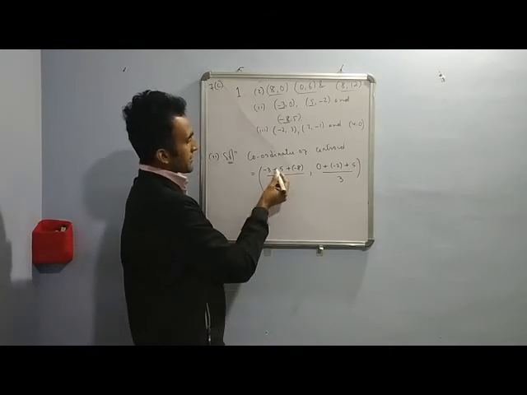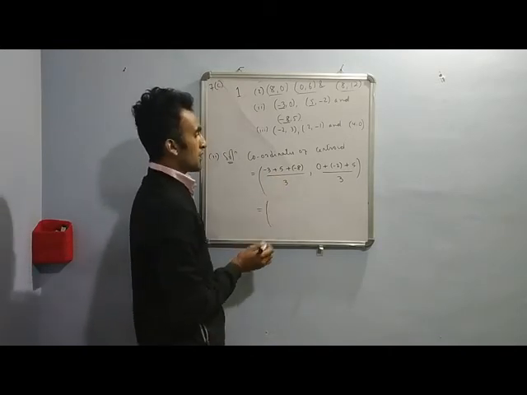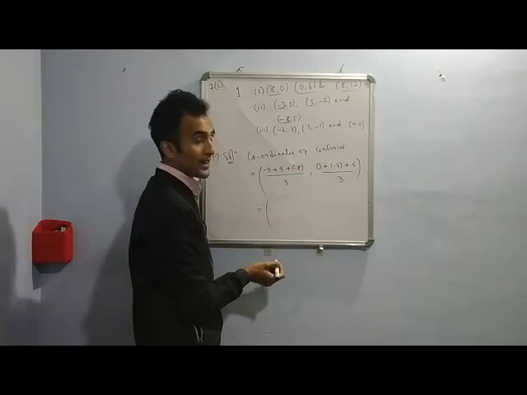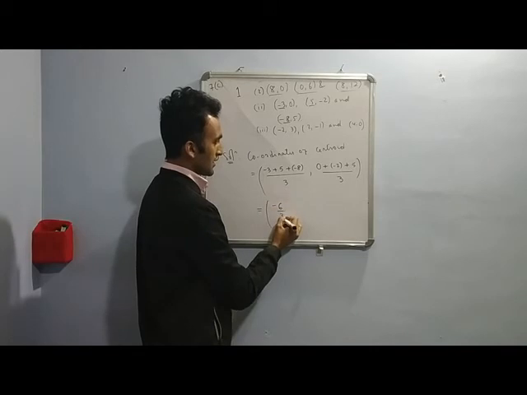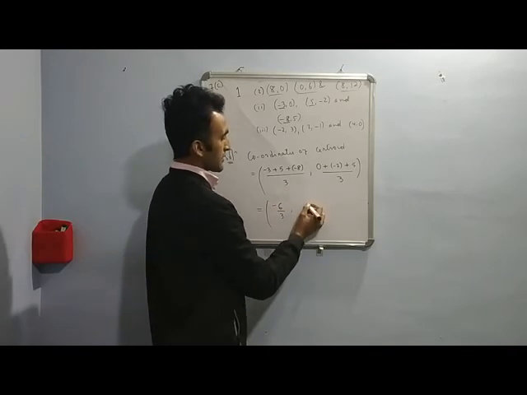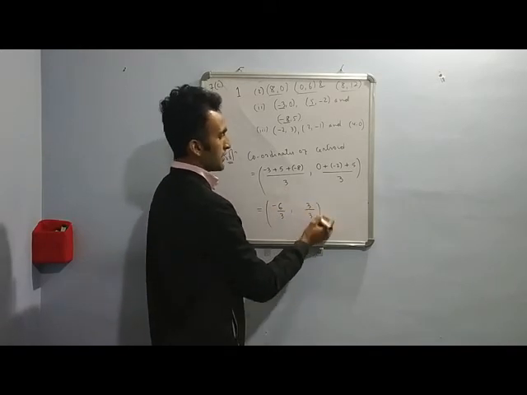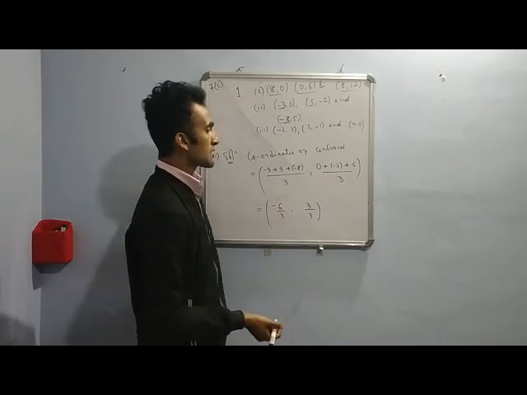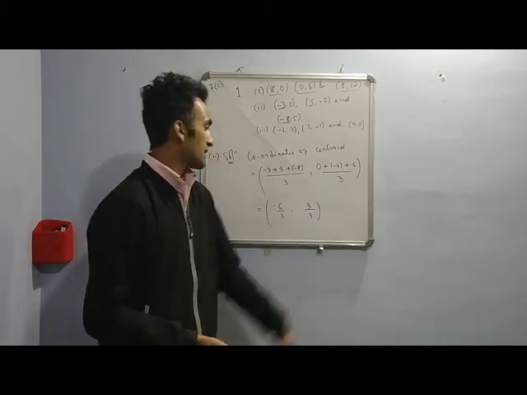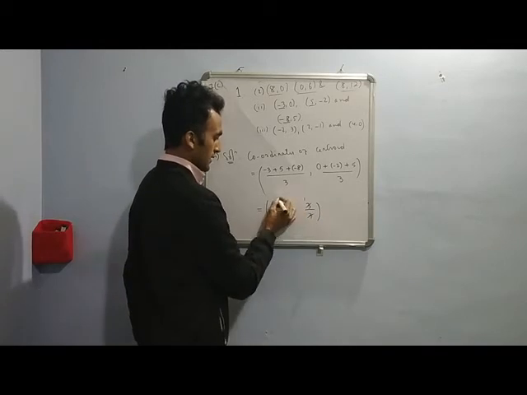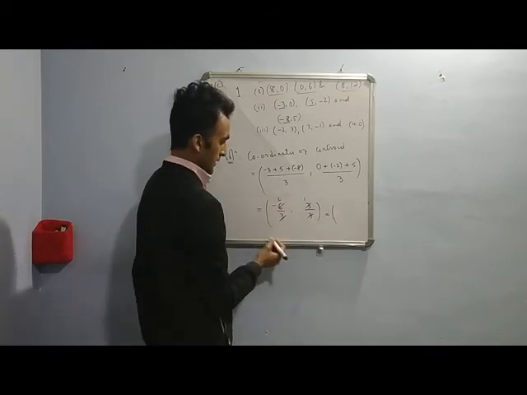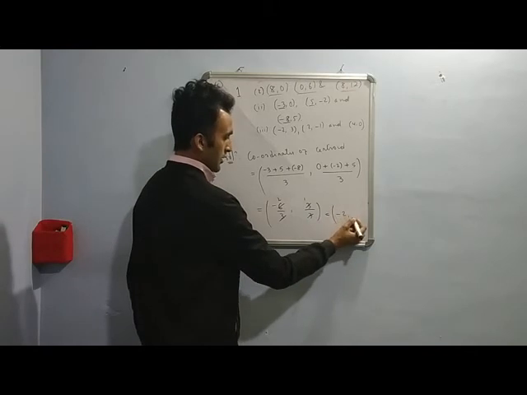Now this value, minus 3 plus 5 is 2. So 2 minus 8 is minus 6 by 3, comma, this is 3 by 3. See, 0 plus minus 2 is minus 2. Minus 2 plus 5 is 3. Now you can cancel this, you can cancel 1, you can cancel this 2. Then we are left with minus 2 comma 1.